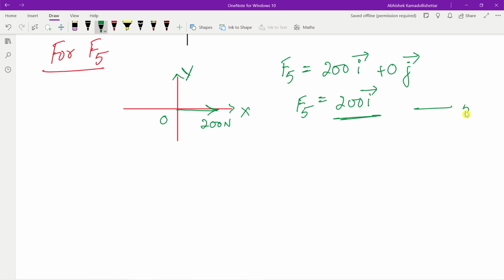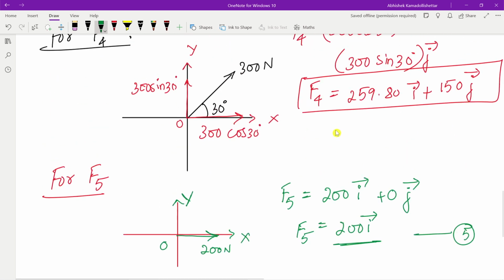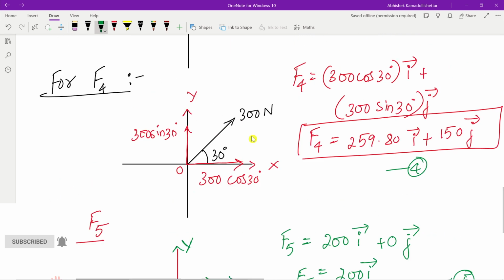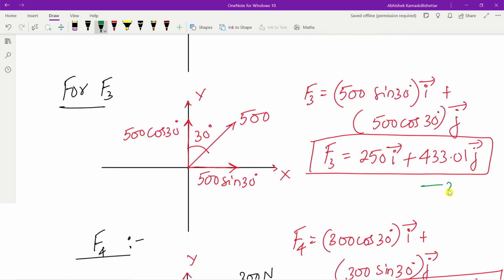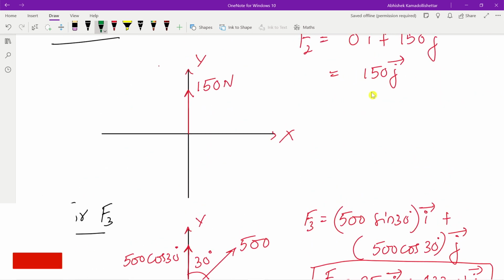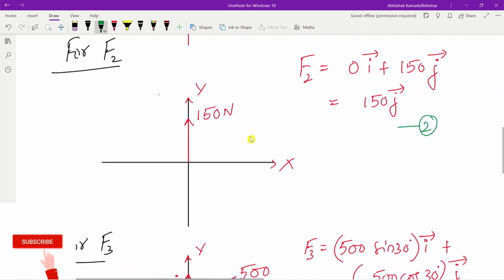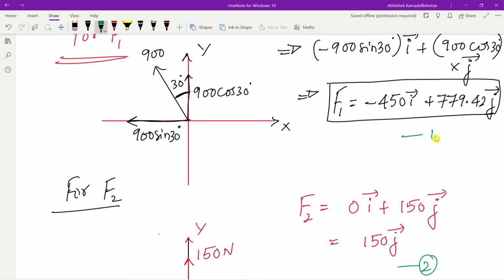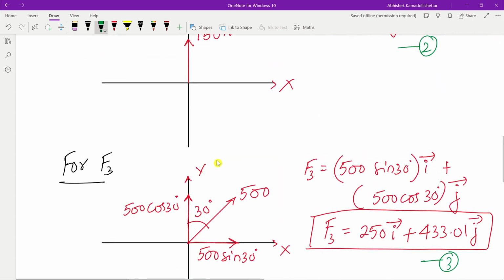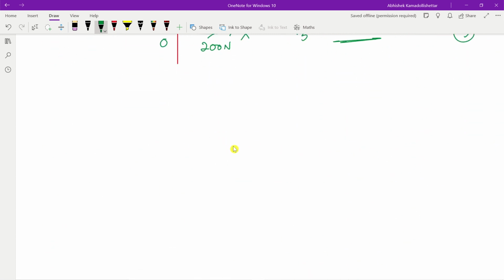Okay, so this is equation number 5. Let me call this 4, so similarly 3, 2 and 1. So this is 2, and lastly the first one would be 1. Now to get the resultant force, let's have the summation of all the forces F1 plus F2 plus F3 plus F4 and plus F5.